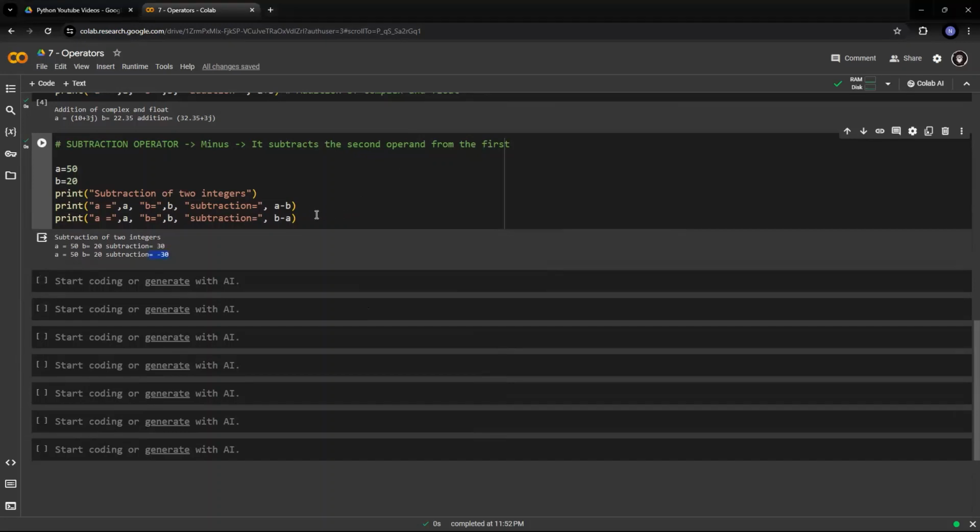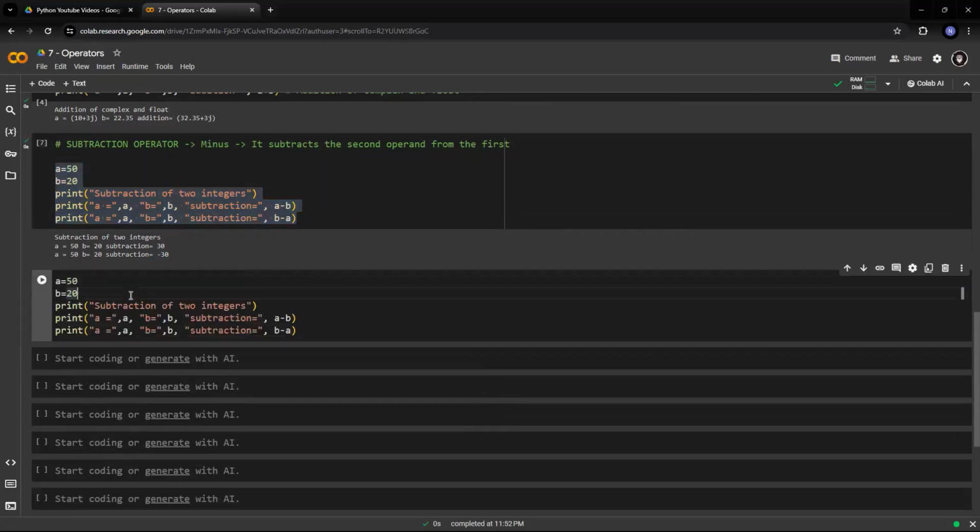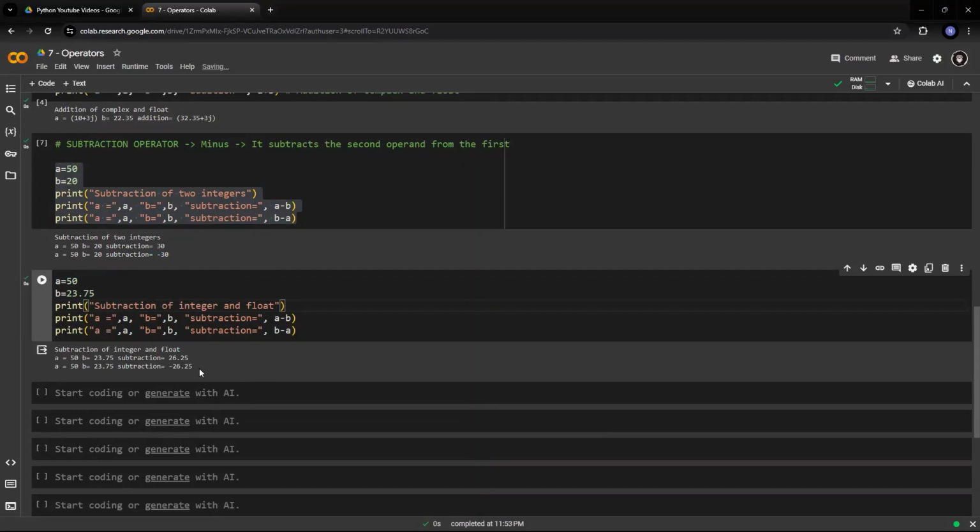Now let's try to do the same with float. We'll use the same thing. We'll change one of the numbers to float. So suppose I change B to 23.75, any odd number. Subtraction of integer and float. Let's see what is the result. It should give us float as we have seen earlier. 26.25, negative or positive, whatever it may be.